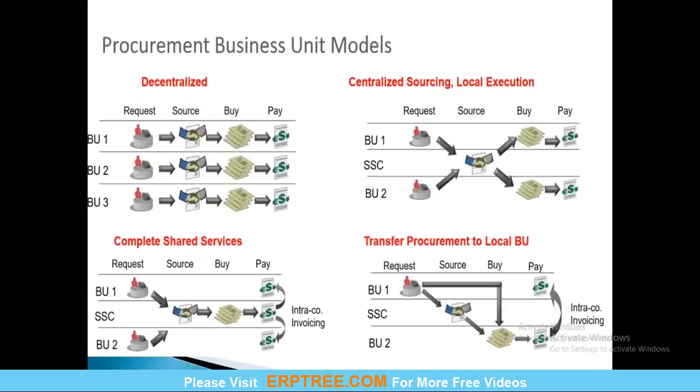We'll move on to the next. This is one of the key new features of our Fusion procurement. We can have all these types of business unit models, which can control the procurement activities. When I look at the first picture here, it is a decentralized model where BU1, BU2, BU3 are nothing but your business units. In other words, they are operating units of E-Business Suite.